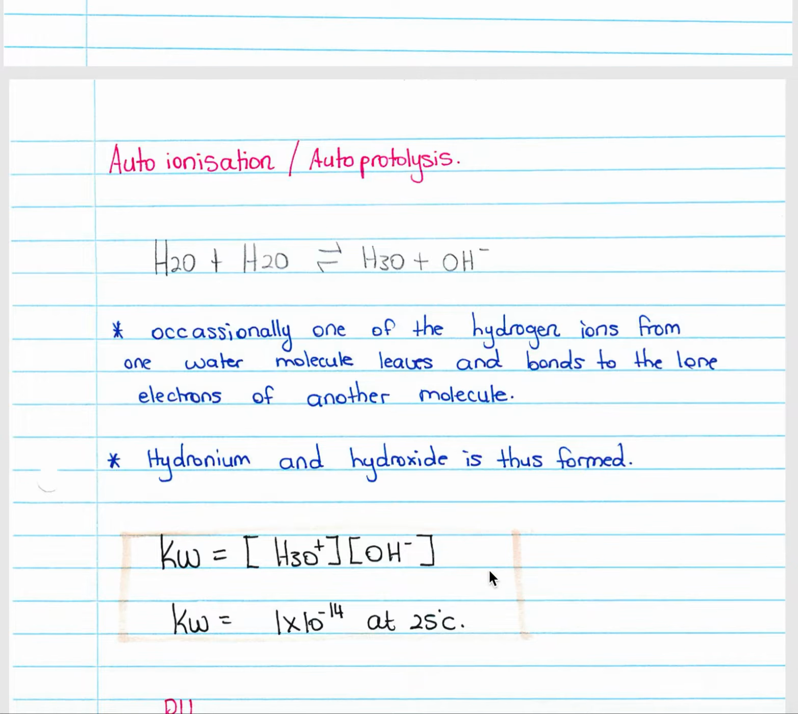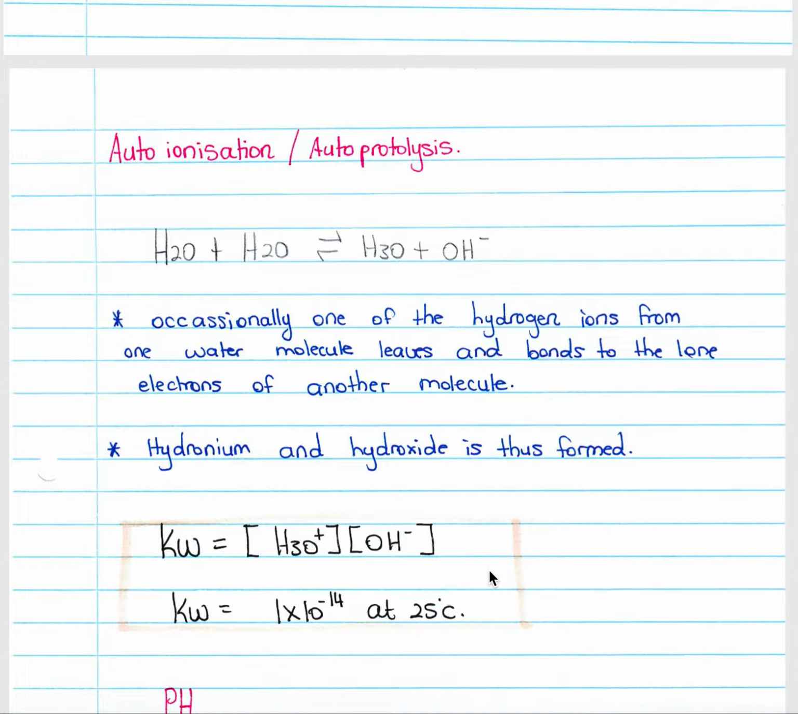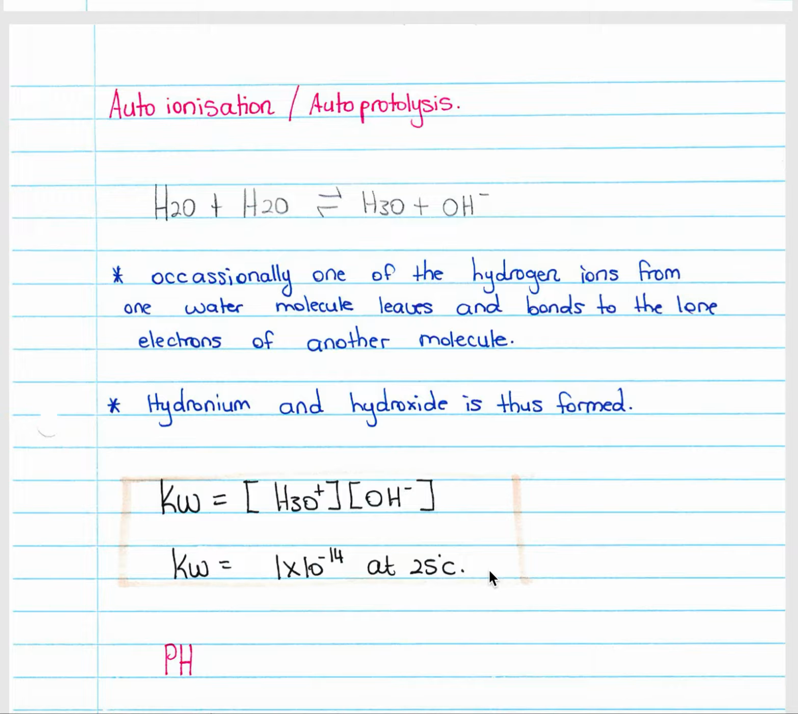Next, we look at auto-ionization or autoprotolysis. This is the ionization of water with water. So we have H2O plus H2O. One of the H2O molecules will act as an acid and the other as a base. We get H3O plus and OH minus. Occasionally, one of the hydrogen ions from one water molecule leaves and bonds to the lone electrons of another molecule. Hydronium and hydroxide is thus formed, as shown here.